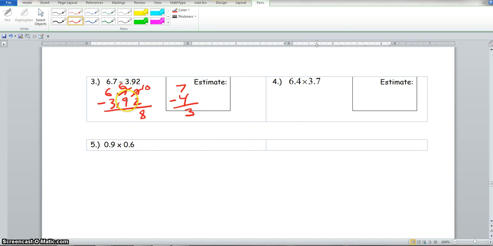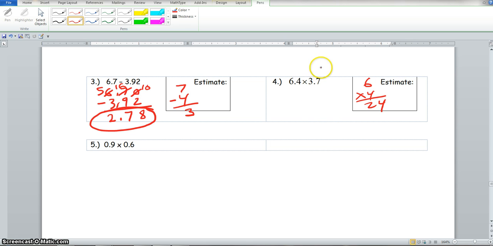We cannot subtract 9 from 6, so we borrow 1 from this 6, make it a 5, and then 6 becomes 16. 16 minus 9 is 7. Bring down your decimal. 5 minus 3 is 2. And our final answer is 2.78, which is close to 3. Now, we have 6.4 times 3.7. We'll round this to the nearest whole number. This will be 6 times 4, which will be about 24.